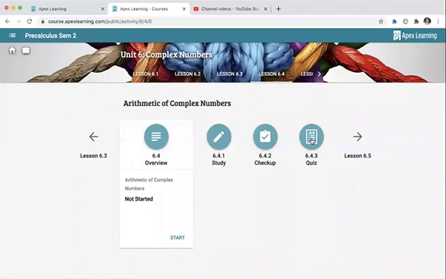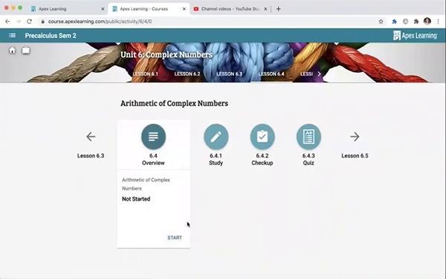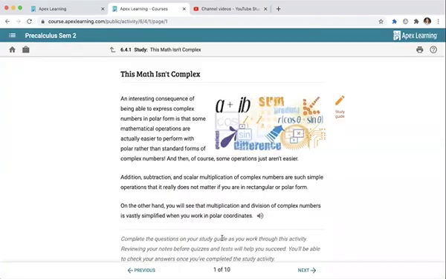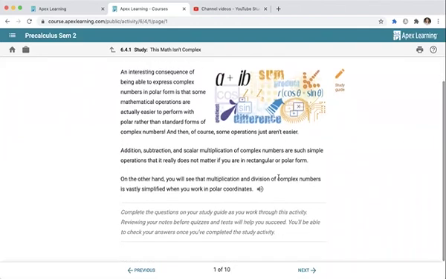And if we keep moving forward here, okay, we can look at math of our complex numbers. All right, and they're saying this math isn't complex. So we're dealing with complex numbers, but just because we're dealing with that doesn't mean it actually is a difficult or time-consuming process here. All right, it's just a matter of paying attention to detail.